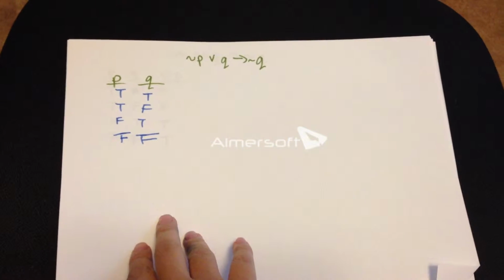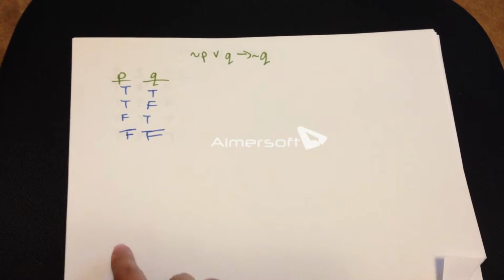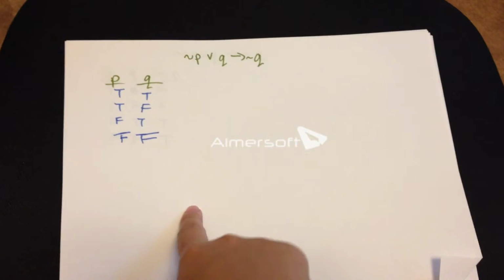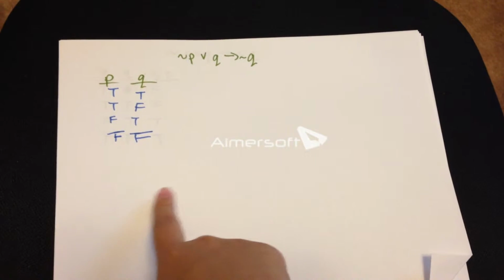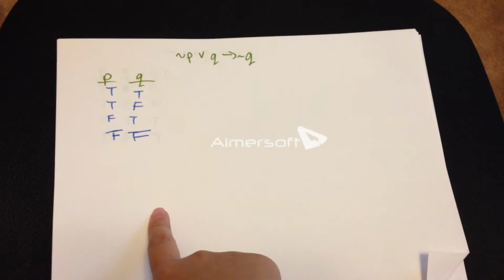Now as you can see here, I started off writing the possible scenarios for P and Q, where both P and Q are true, P is true and Q is false, P is false and Q is true, and where both P and Q are false.